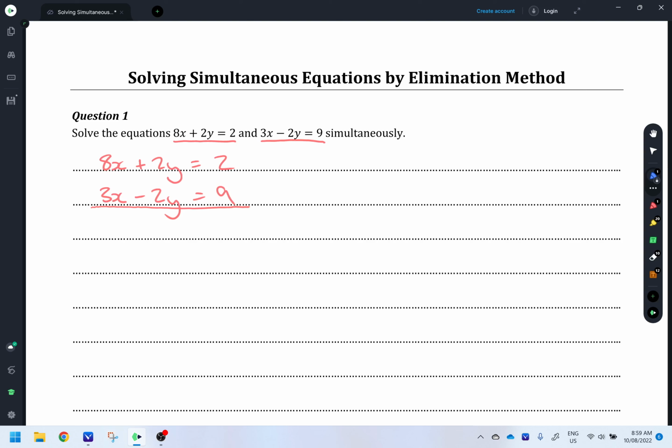Now we need to decide whether we're going to add or subtract. The way that we decide that is we look at the signs in front of the numbers. So we see that one's a positive and one's a negative, meaning that in this case, I want to add. So we want to add when signs are different.